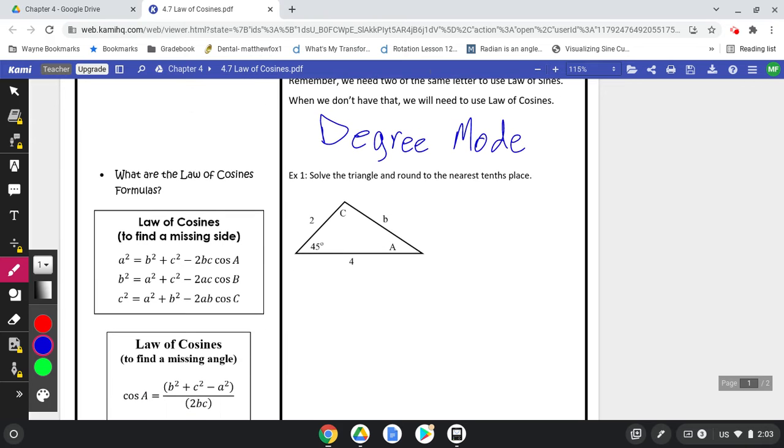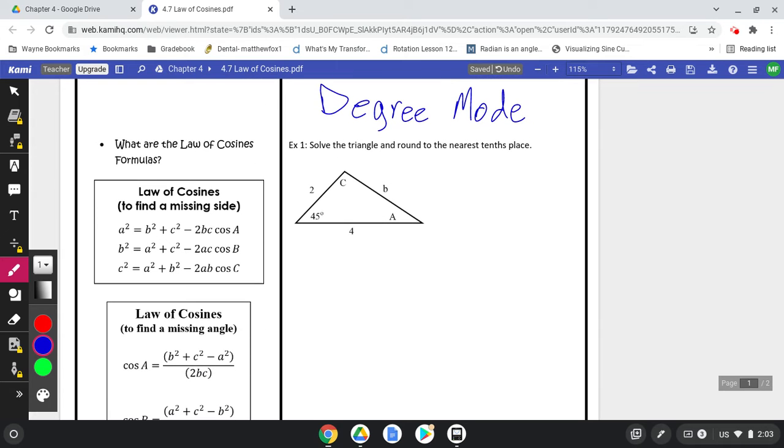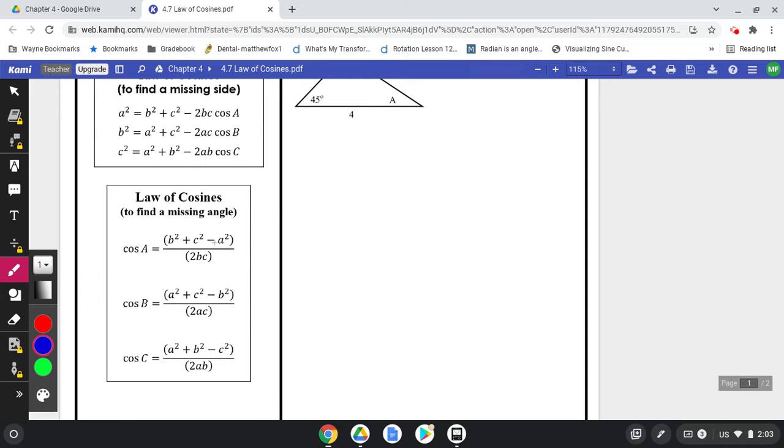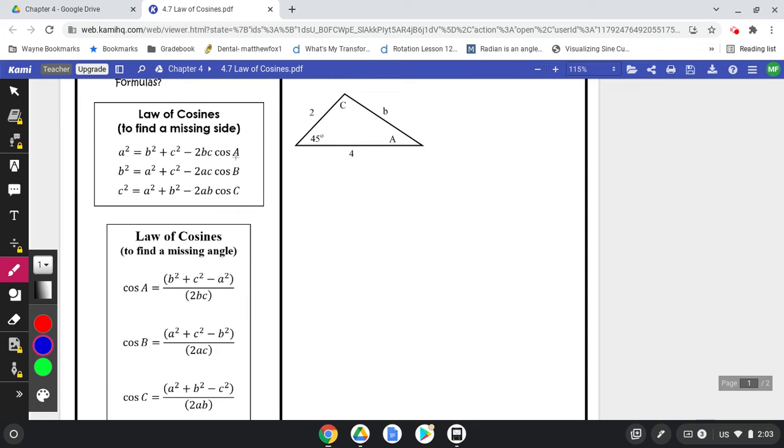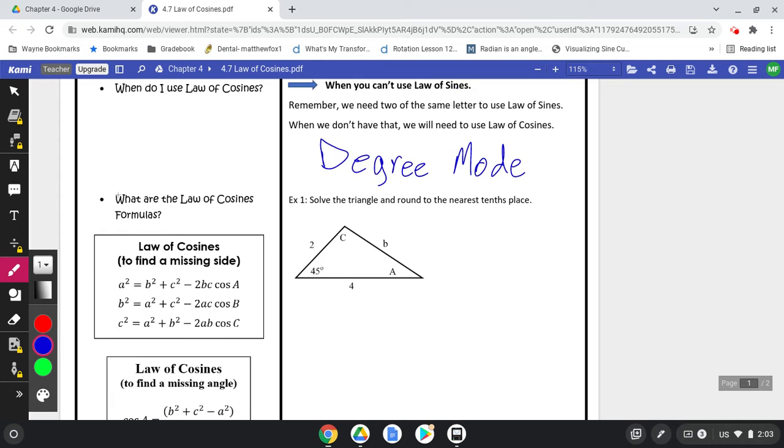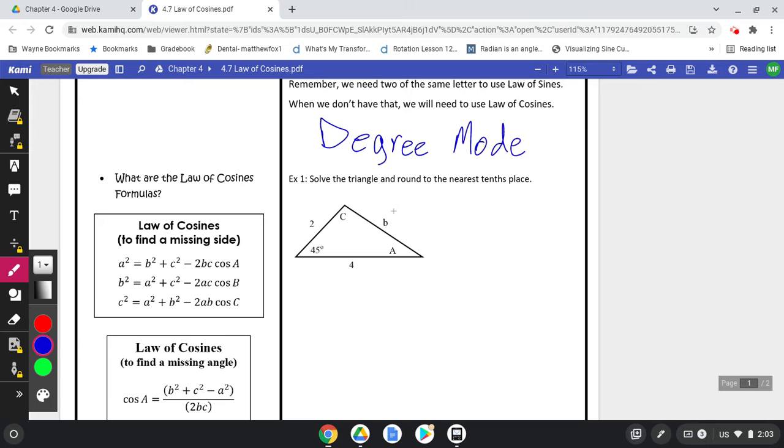Now, notice we have two different types of formulas. There's formulas to find a missing side or the formula to find a missing angle. Now, all three of these formulas are the exact same formula. It's just one is for A, one's for B, one's for C. So in this case, we are trying to solve for B. If you're missing a side, you have to find the side first. So we'll start with finding what B is.